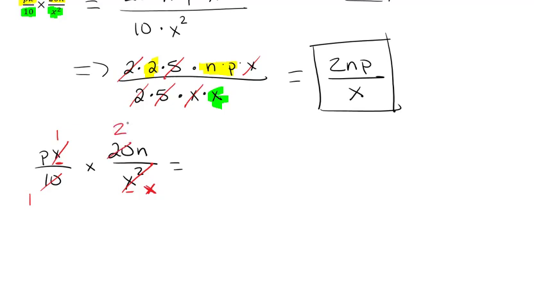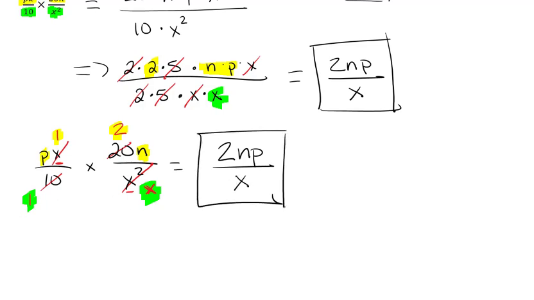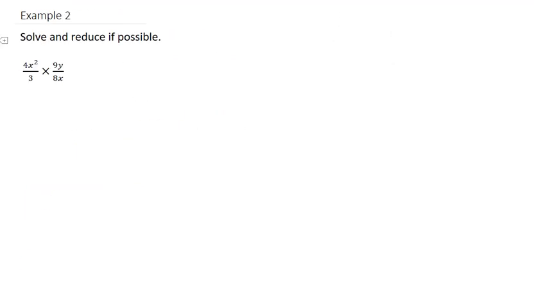Now, we don't have any common factors, so we can now multiply at the top. So you have p, 1, 2, and n. And then on the bottom, we have 1 and x. So 1 times 2 is 2. And then we have n, p. Then on the bottom, we just have x. So you could see that we got to the same solution by going about it 2 different ways. Now let's look at another example.